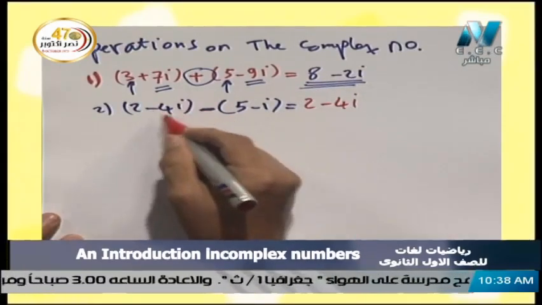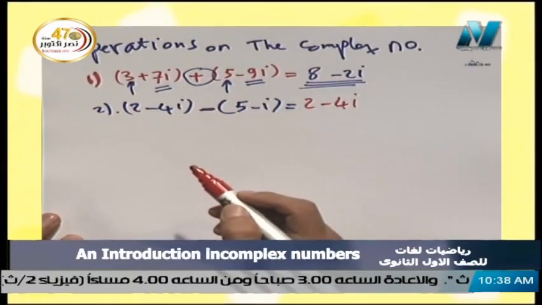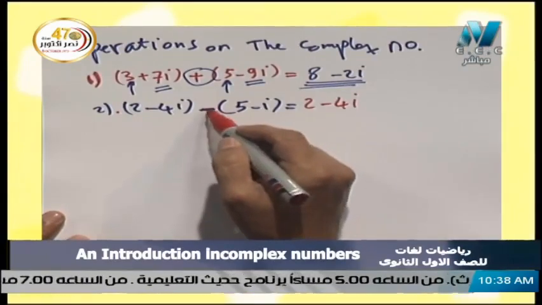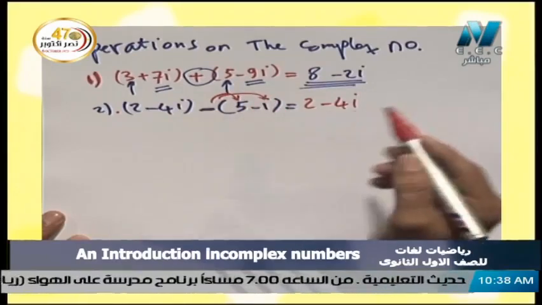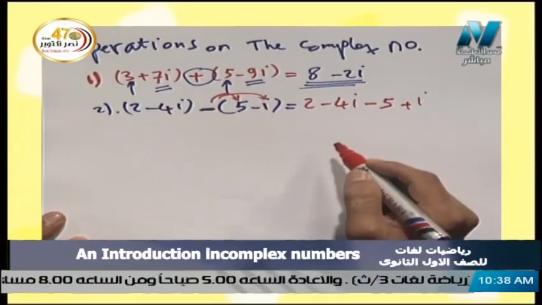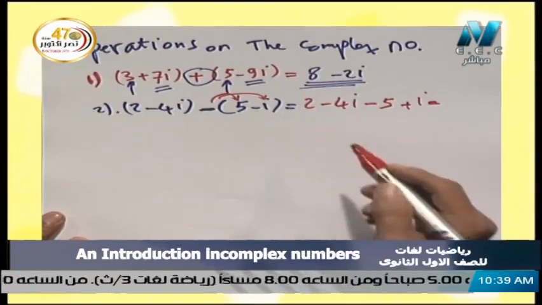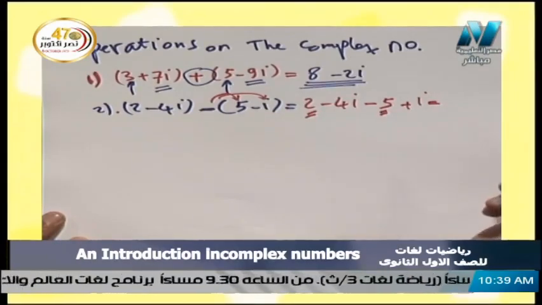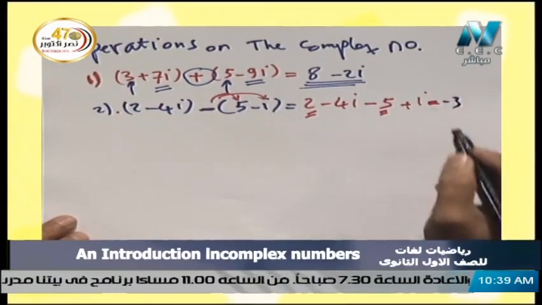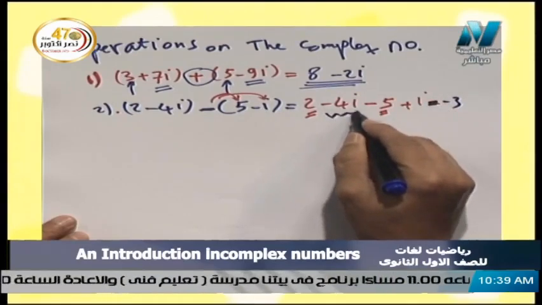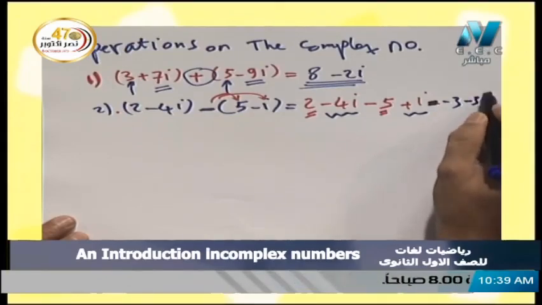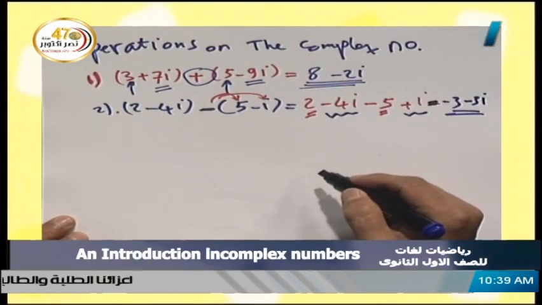There is no number in front of the bracket, so whether we keep it or not is no problem. Negative multiplied by positive 5 will be negative 5, and negative multiplied by negative i equals positive i, and also we can add them. So 2 plus negative 5 equals negative 3. This is the real part. And negative 4i plus i, or 1i, equals negative 3i. So the answer is negative 3 minus 3i.